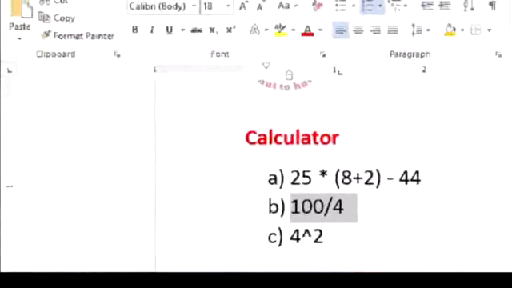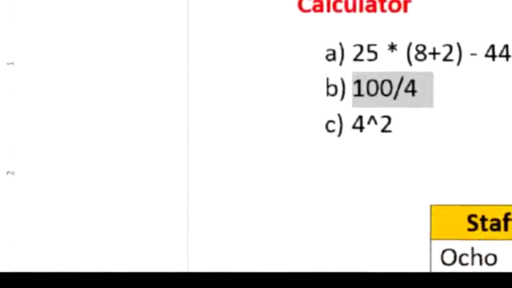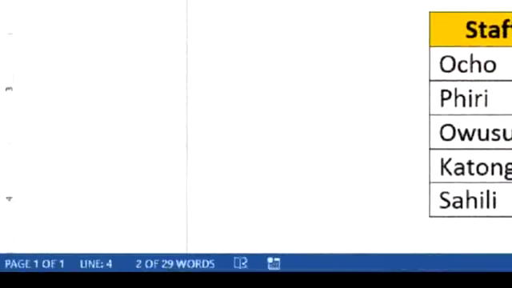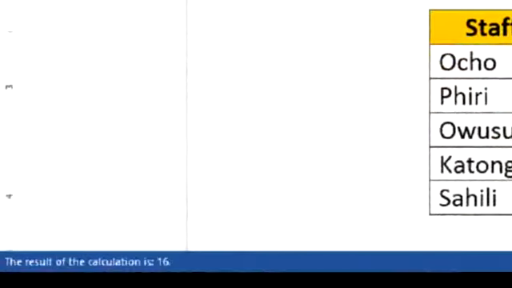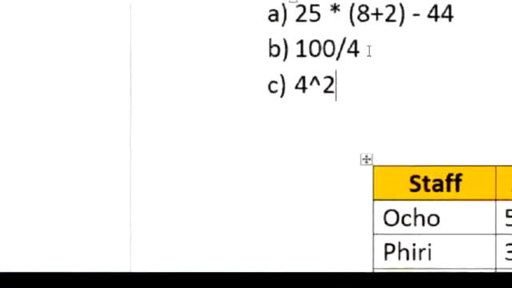Let me go to the next equation. I click calculate, and that turns 25. 4 to the power 2 turns out to be 16. So that's how to use the calculator for the equations.